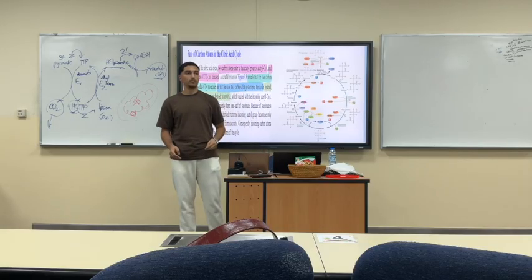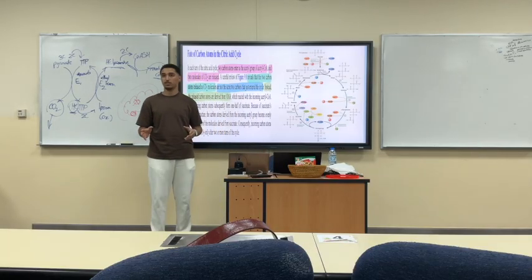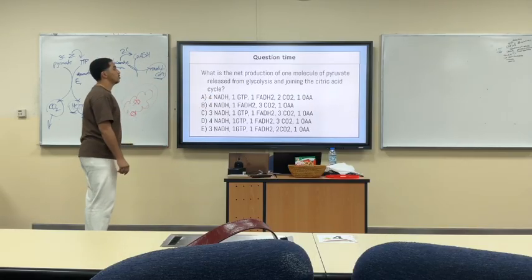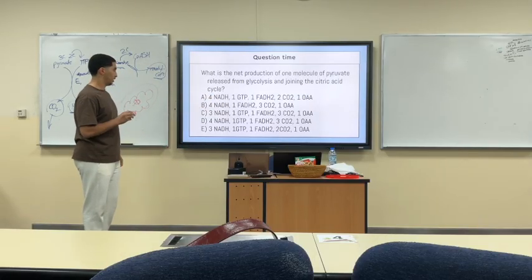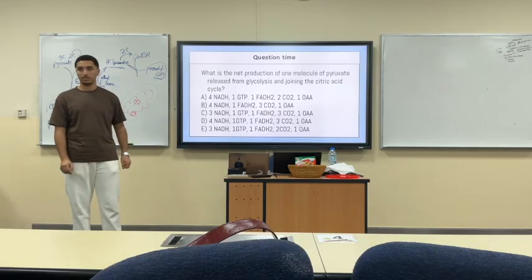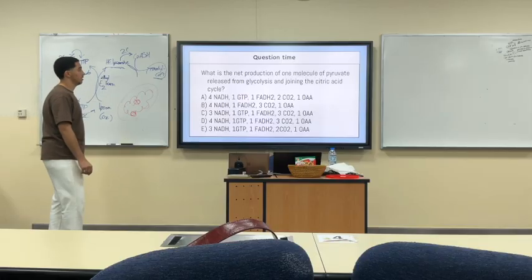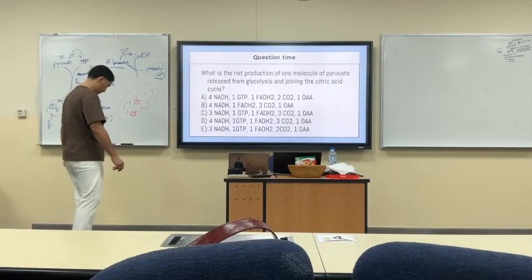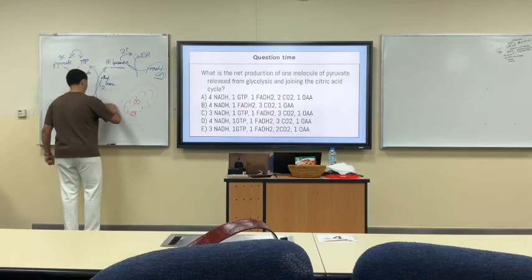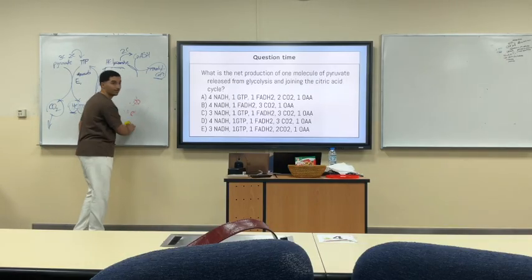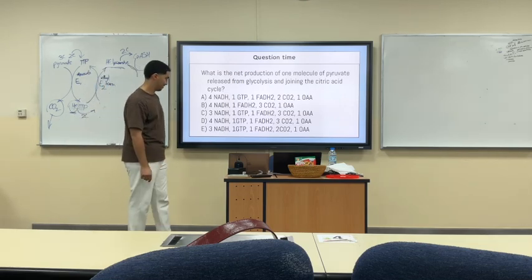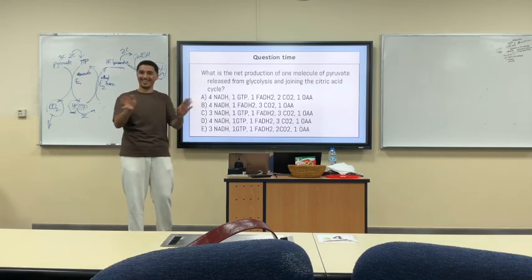Is it clear? Yes. So what is the net production of one molecule of pyruvate released from glycolysis and joining the citric acid cycle? D, right.